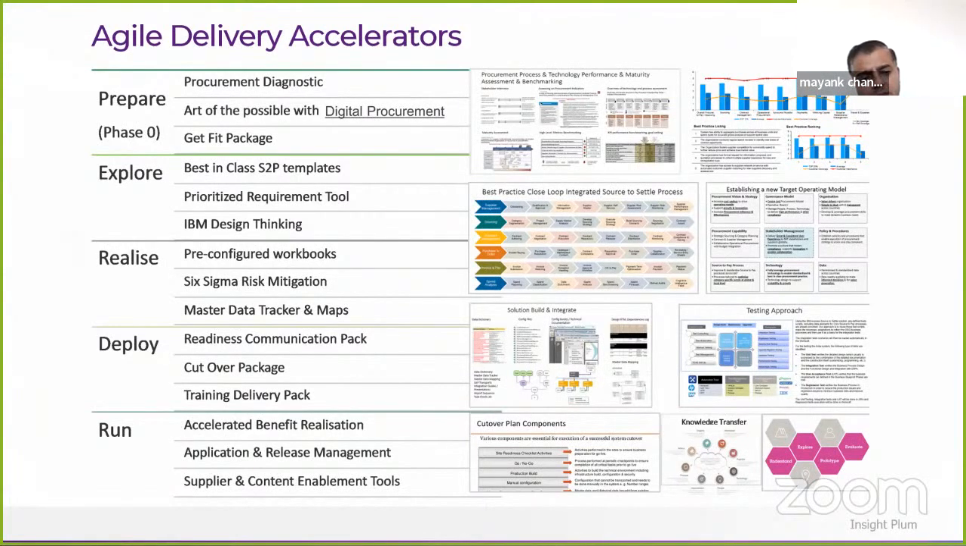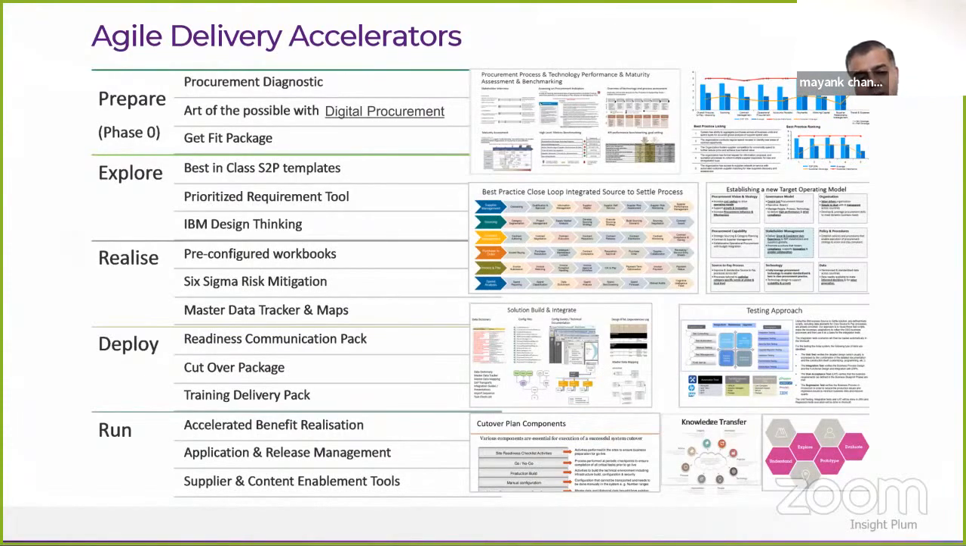So the other key factor to agile delivery is really to have your pre-configured templates or workbooks, apply Six Sigma principles like failure mode effect analysis to really mitigate your risk in projects, and then have trackers to really have visibility on the progress of your master data, the different mapping of master data objects. These are some of the important things if you are trying to implement a procurement solution.